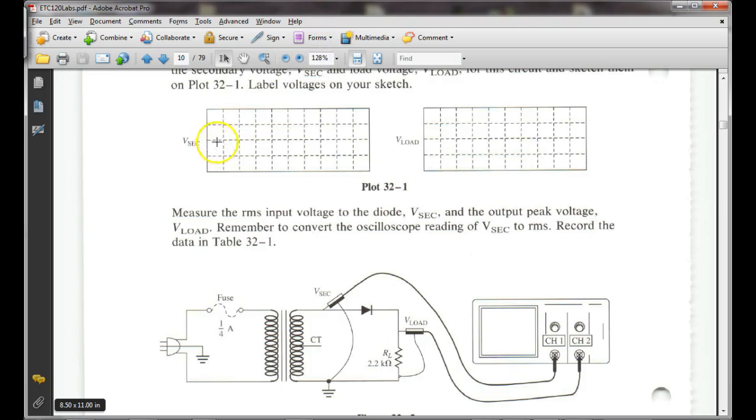So you're going to come over here and draw your AC signal like this. And what we'd like to do is get at least two cycles, right? So how many? We got 1, 2, 3, 4, 5, 6, 7, 8, 9, 10. So for 2 cycles, we would go.